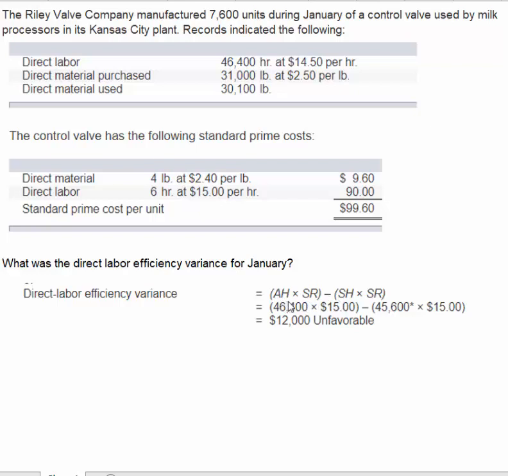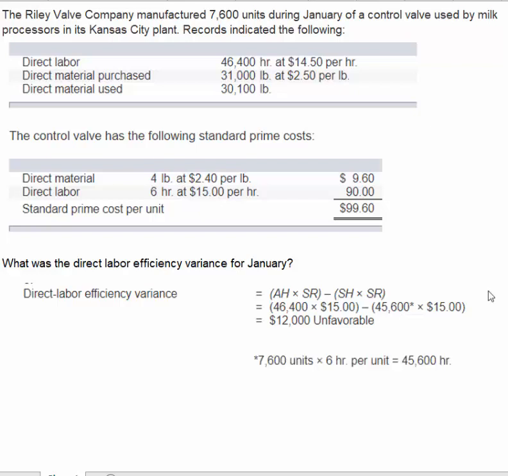Again, you can do the long calculation. So the actual hours are 46,400 given right here, and the standard hours were 45,600. And then we compare that to the $15 direct labor standard rate to come up with the variance. Now, in this case, our actual hours were greater than what was permitted for the standard, and we come up with an unfavorable variance. Now again, you may be wondering, where did the 45,600 come from?